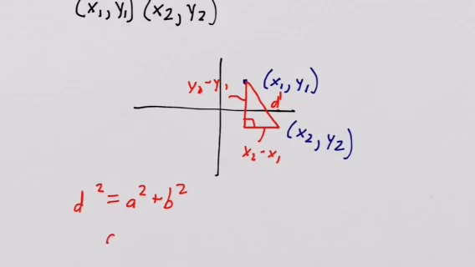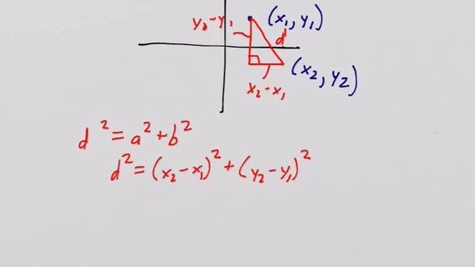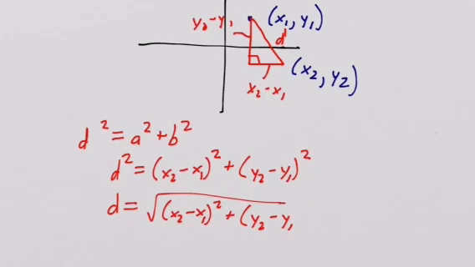So we end up getting d squared is equal to x2 minus x1 squared plus y2 minus y1 squared. And then if we take the square root of both sides, we get d equals the square root of x2 minus x1 squared plus y2 minus y1 squared.